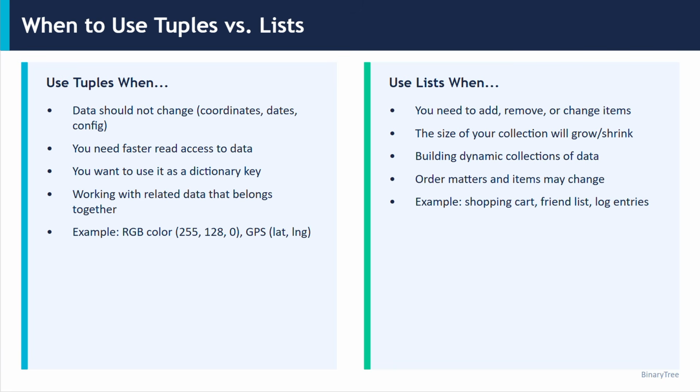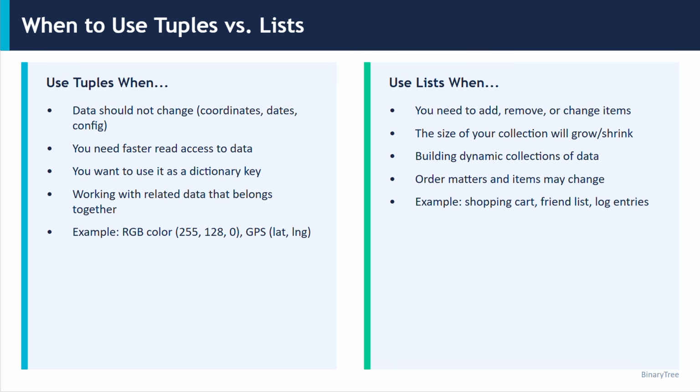So how do you choose between them? Use a tuple when your data shouldn't change. Coordinates, dates, a configuration. When you need fast read access, or when you want to use it as a dictionary key. Think of a GPS location or an RGB color. Use a list when you need to add, remove, or change items, when the collection will grow or shrink over time, or when order matters and things may change. Think of a shopping cart or a friend list. The rule of thumb: if it changes, use a list; if it's fixed, use a tuple.